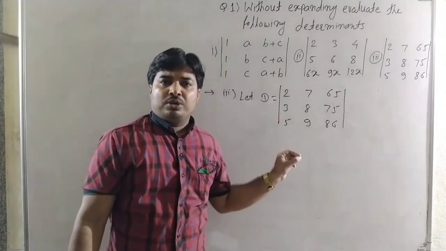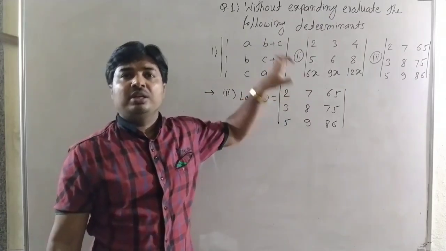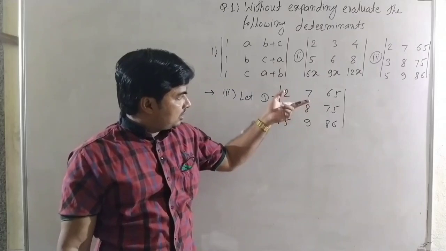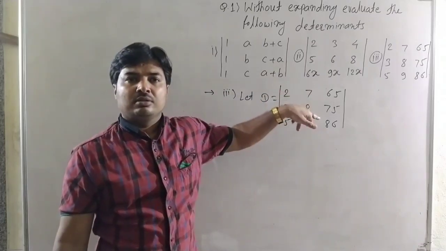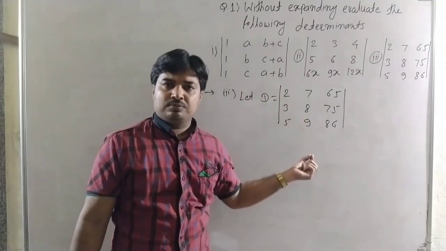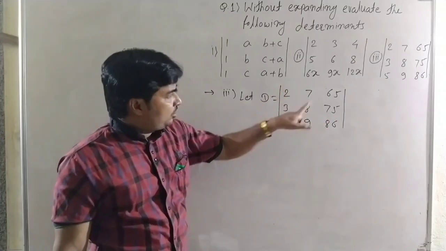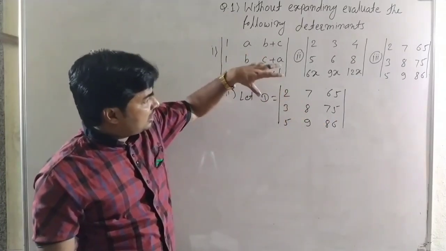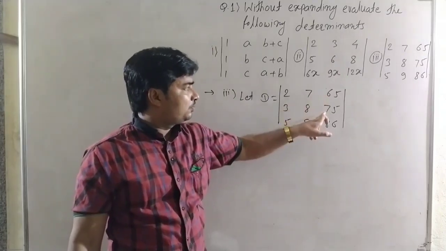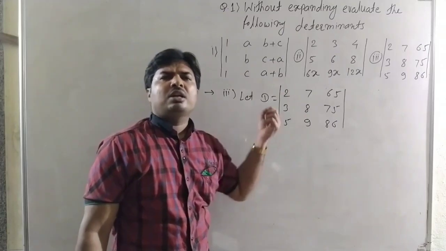So here we use the properties: when two rows or two columns are the same, then the value of the determinant is 0, or if we perform a row transformation or column transformation, then the value of the determinant does not change. Here no two rows or two columns look the same. The entries are 2, 3, 5, 7, 8, 9 and 65, 75, 86. So first we perform a transformation.